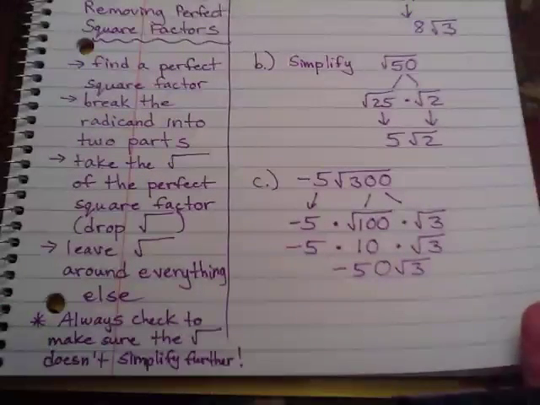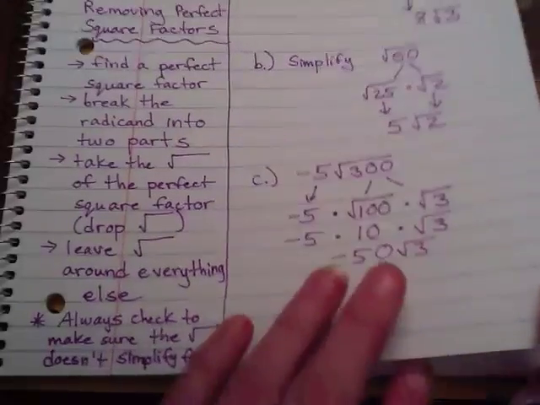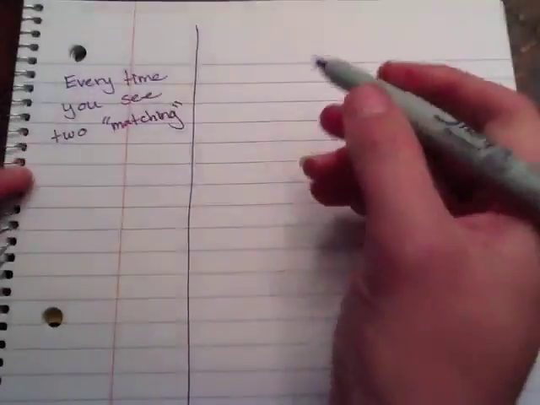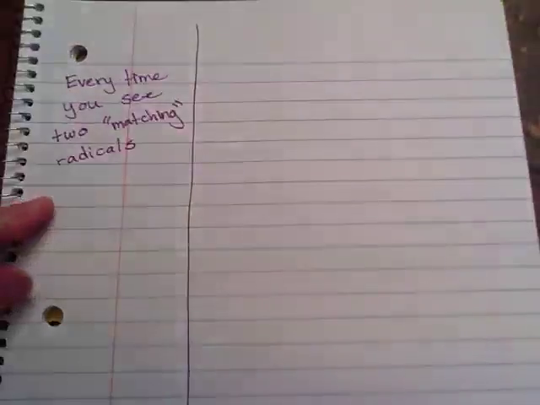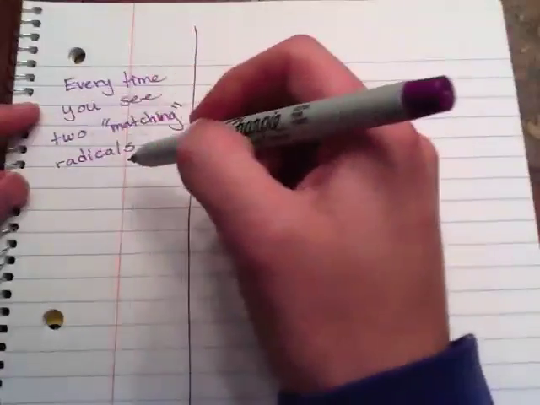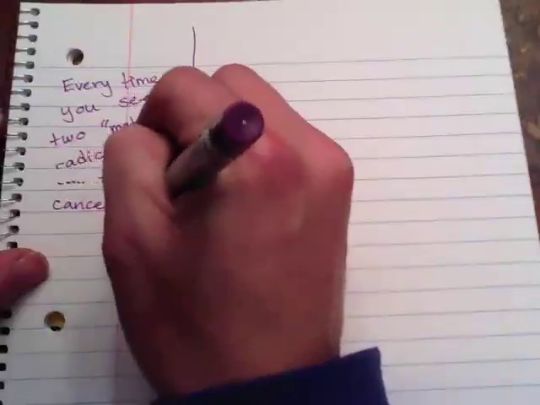Okay, there's another way that you can look for these to break down. Either way works, so you just have to be aware of it. The other thing that you need to look for is every time you see two matching radicals, because this will happen every once in a while and not be a perfect square factor, but you can see a perfect square factor. They end up canceling the radical.